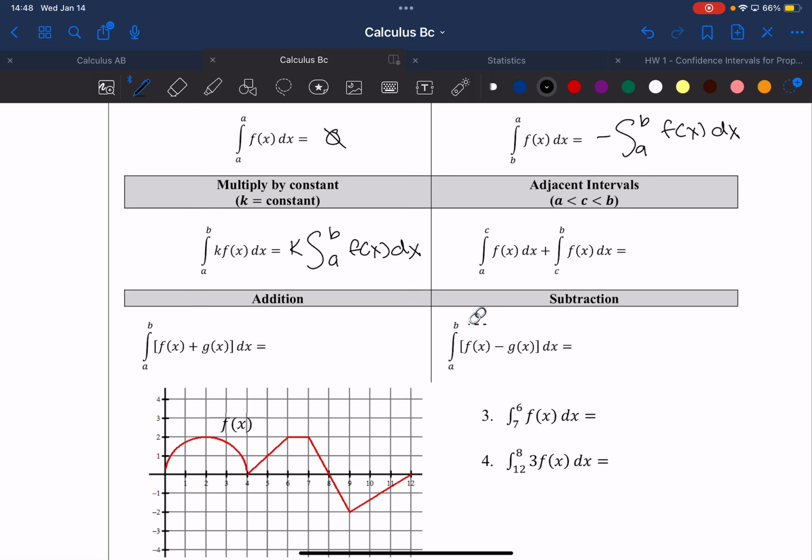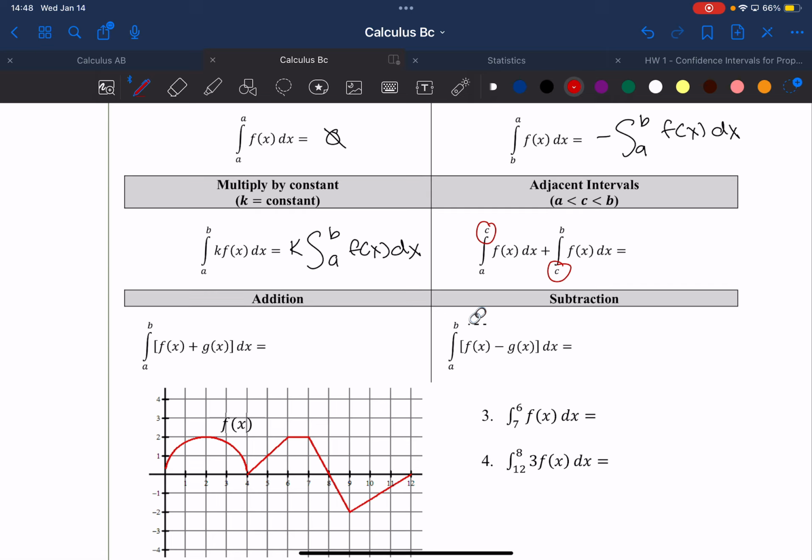Okay. The next property is the adjacent interval. If we look at these two integrals, we have the integral from a to c plus the integral from c to b. Notice on these bounds, on the diagonal, those two bounds are the same: the upper bound of the first and the lower bound of the second. This is the same as saying I'm going to take my graph, divide it into two areas, and then add those areas together.